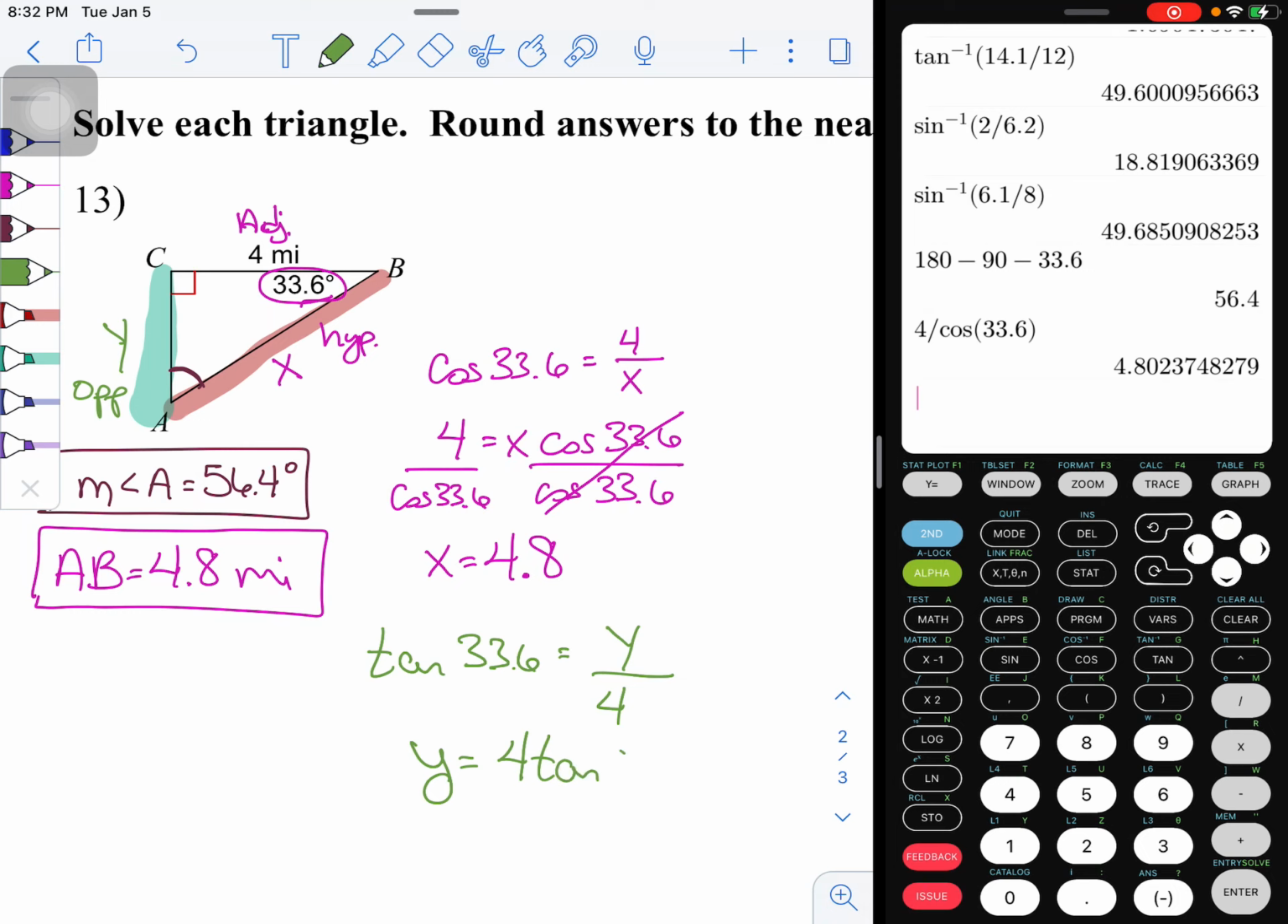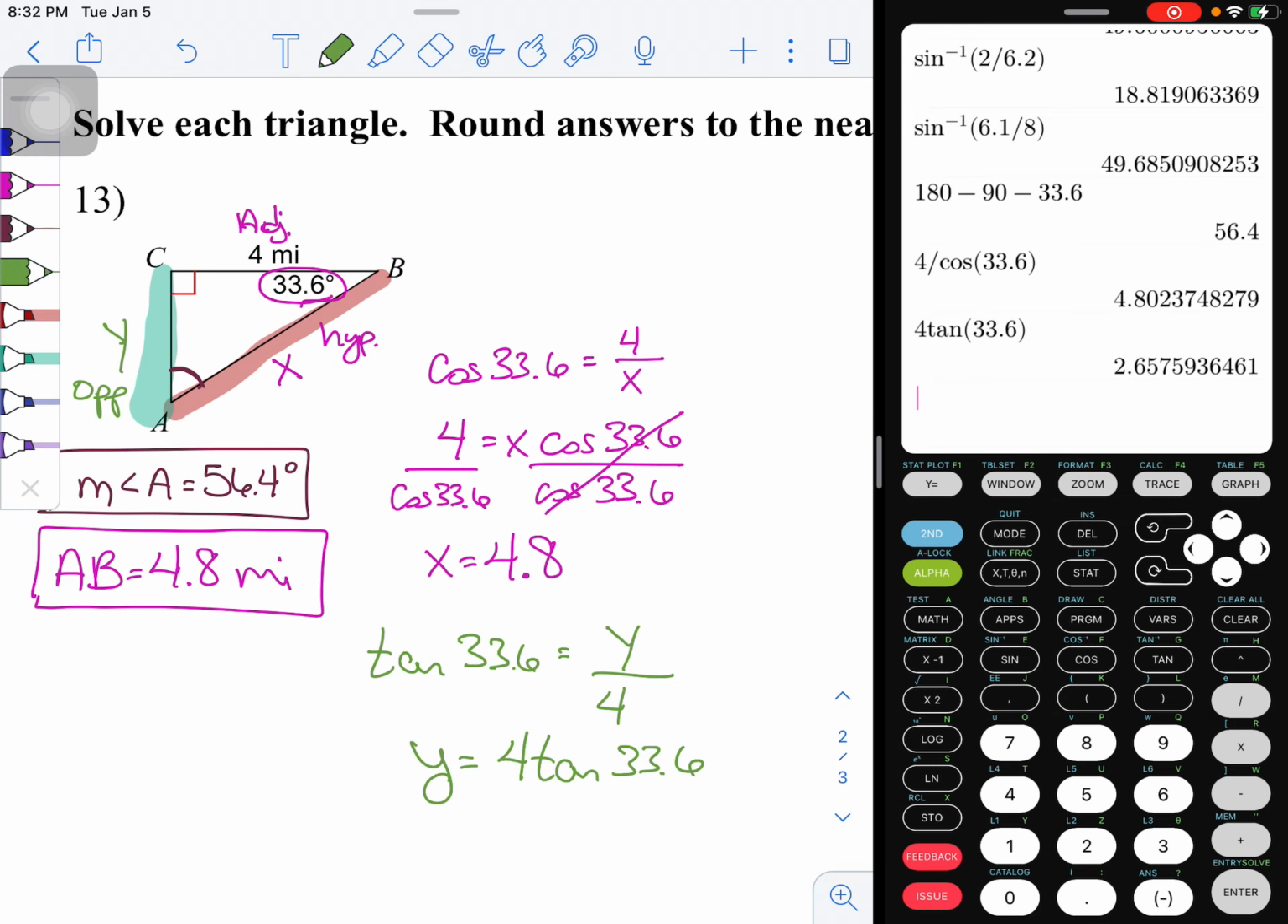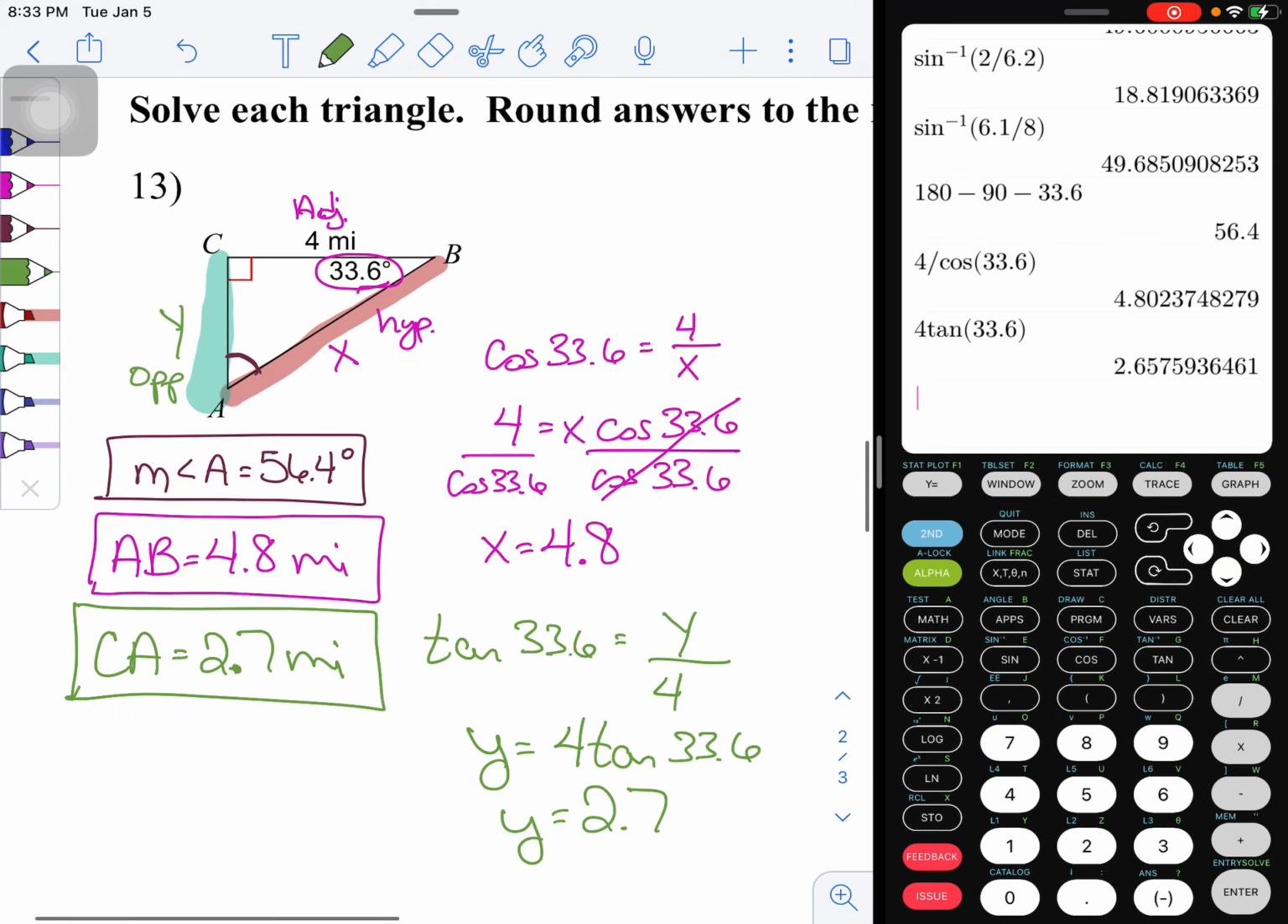Do a little cross multiplying here. So y is equal to 4 tangent of 33.6. 4 tangent. Make sure I got it all in the right place. So I get y is equal to 2.7 if I do my rounding correctly, and that would be miles. So the length of CA or AC is equal to 2.7 miles. All right, so that's how you solve the triangle, because now we found every piece. We know all the sides, we know all the angles. That's the solving piece of it, okay?